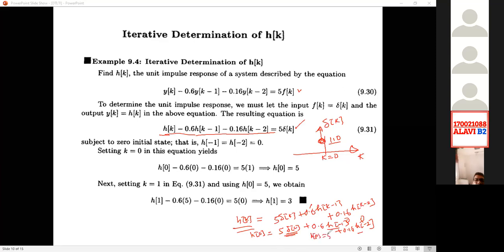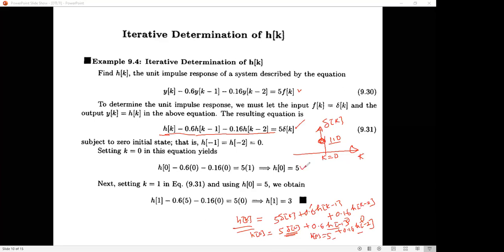H0 equal to 5. So your H0 is equal to 5. Next thing is, you have to calculate H1. H1 would be equal to 5 delta 1. Although I am writing this, it has no physical meaning actually.